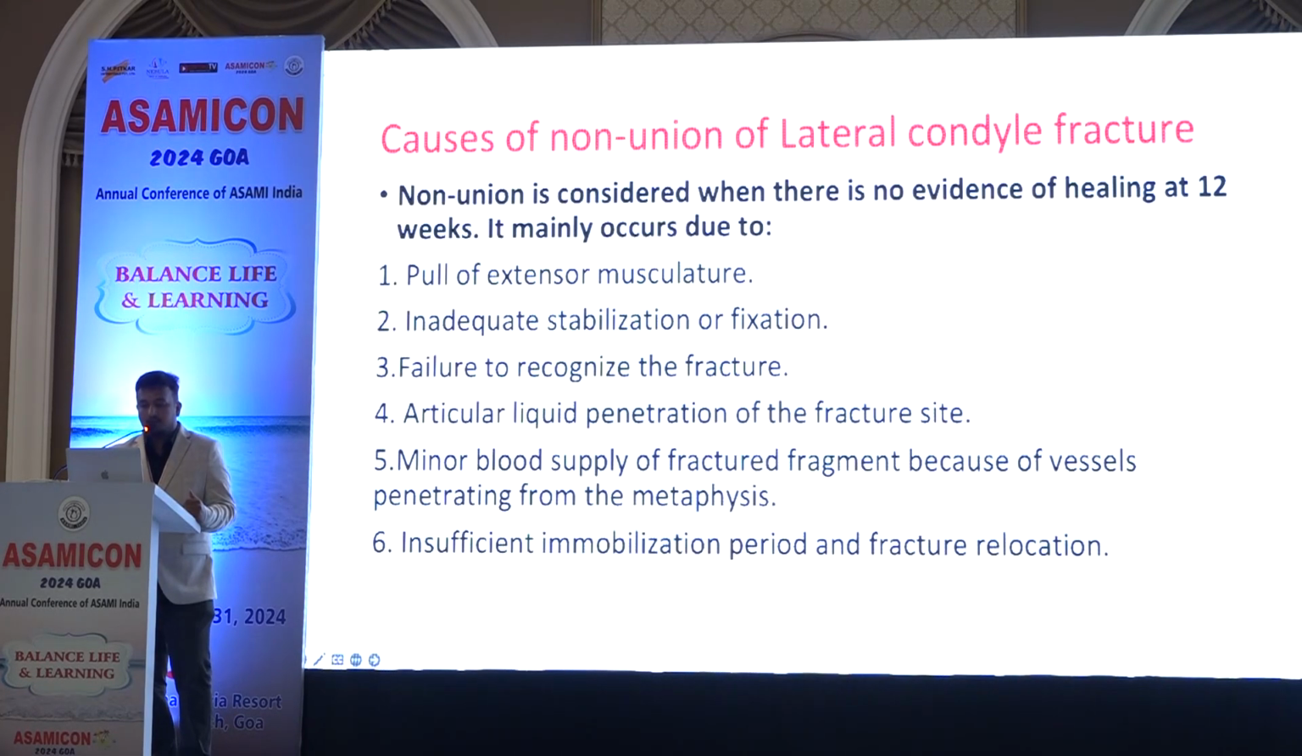So, what are the causes of non-union of lateral condyle fracture? Non-union of the lateral condyle is considered when there is no evidence of healing at 12 weeks. It mainly occurs due to pull of the extensor musculature, inadequate stabilization or fixation, failure to recognize the fracture, intra-articular fluid penetration into the fracture site, and poor blood supply of the fracture fragment because of vessels penetrating the metaphysis. Insufficient immobilization and fracture relocation are other causes.